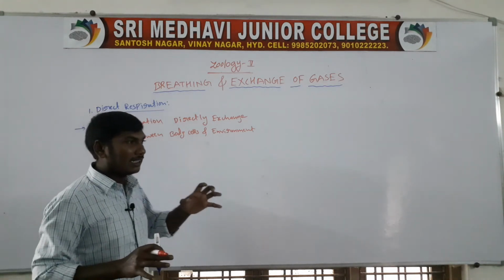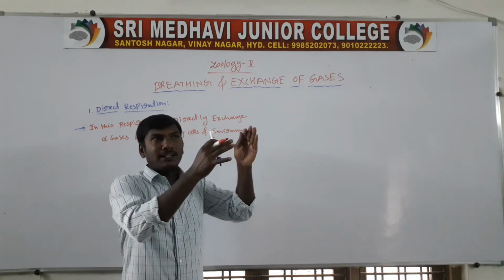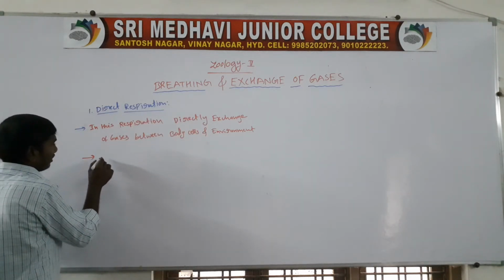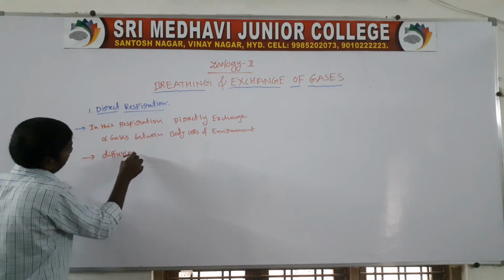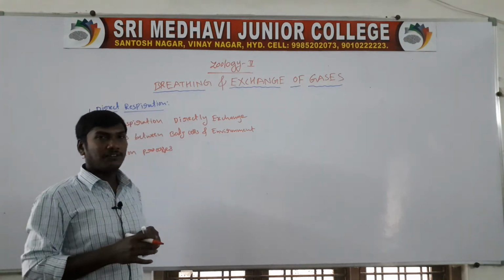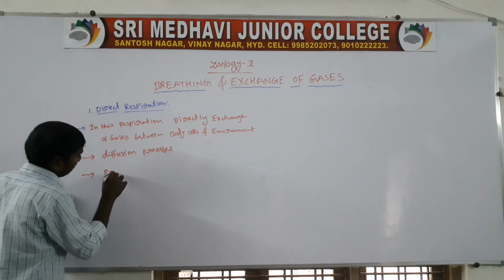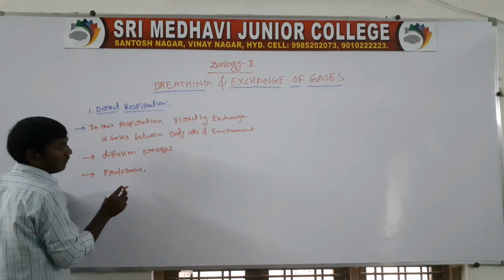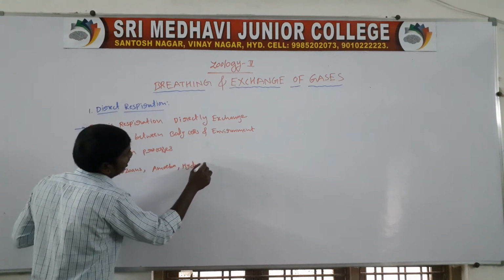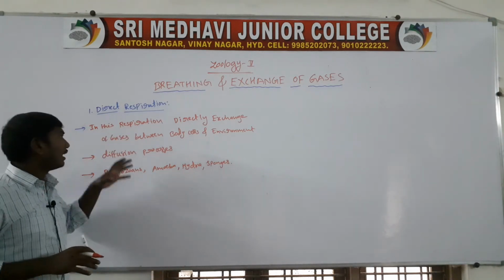In direct respiration the gases exchange directly. There are no intermediate forms. The environmental air directly enters the body cells. This is a diffusion process. So, direct respiration is a diffusion process. It is present in lower animals like protozoans, amoeba, hydra, and sponges.